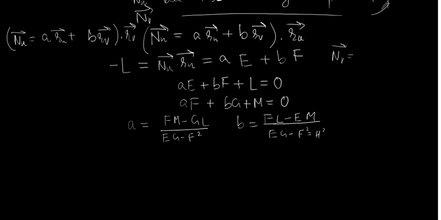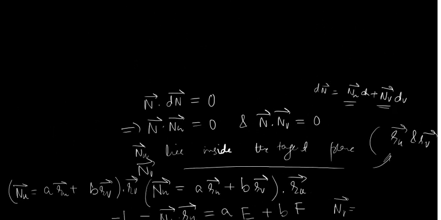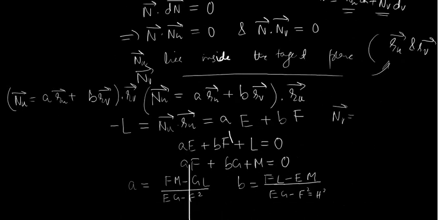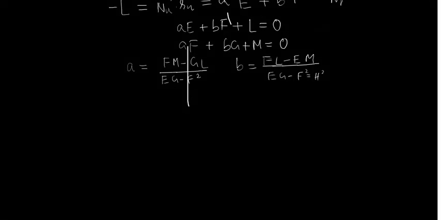Okay, so once I got this, it means I can write n_u in terms of Ru and Rv. If I go here, I have got now this n, therefore can be written as... let me take the next page.